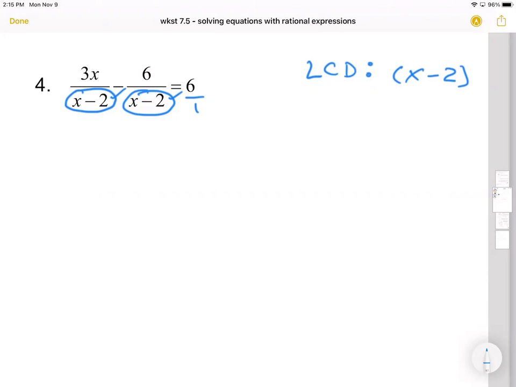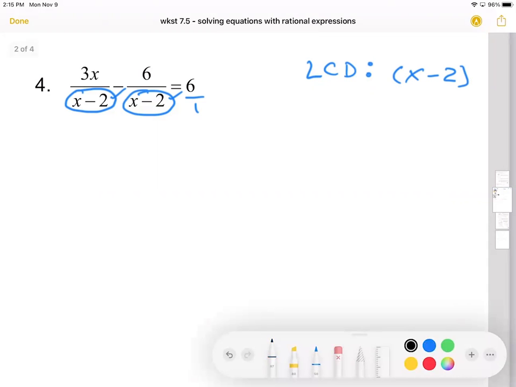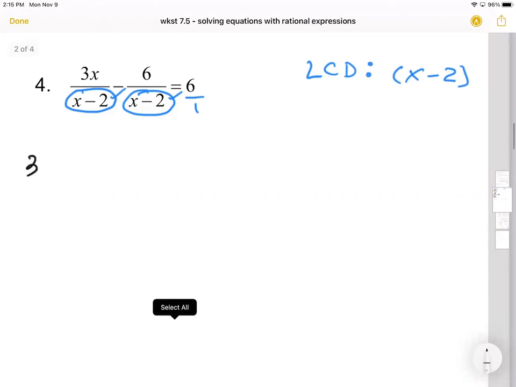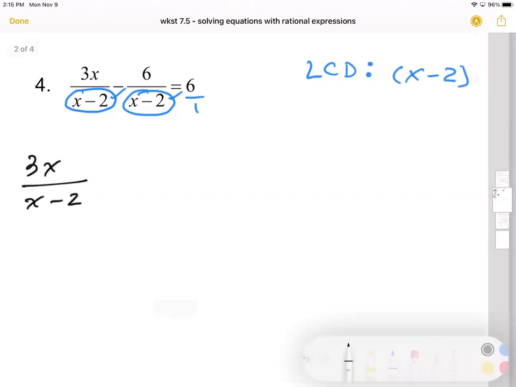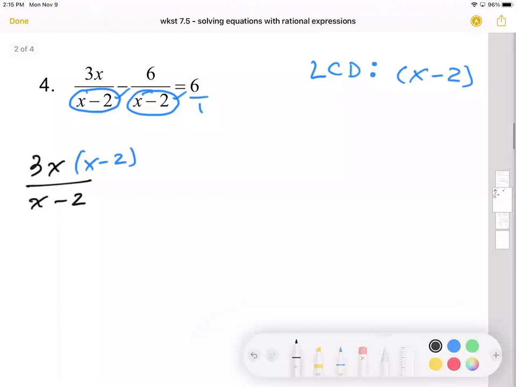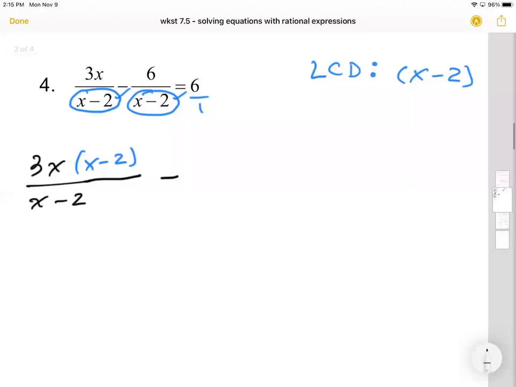So now what do I need to do with the LCD? Let me rewrite this item. I have the first item in terms of 3x over x minus 2. All I need to do is put my LCD on the numerator, which is x minus 2. And again, that's my first term. Subtract 6 over x minus 2.